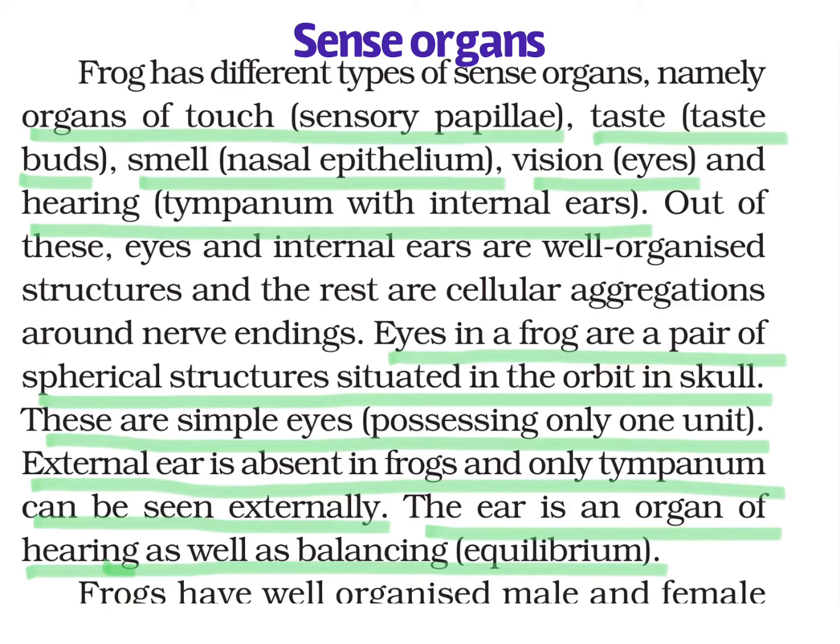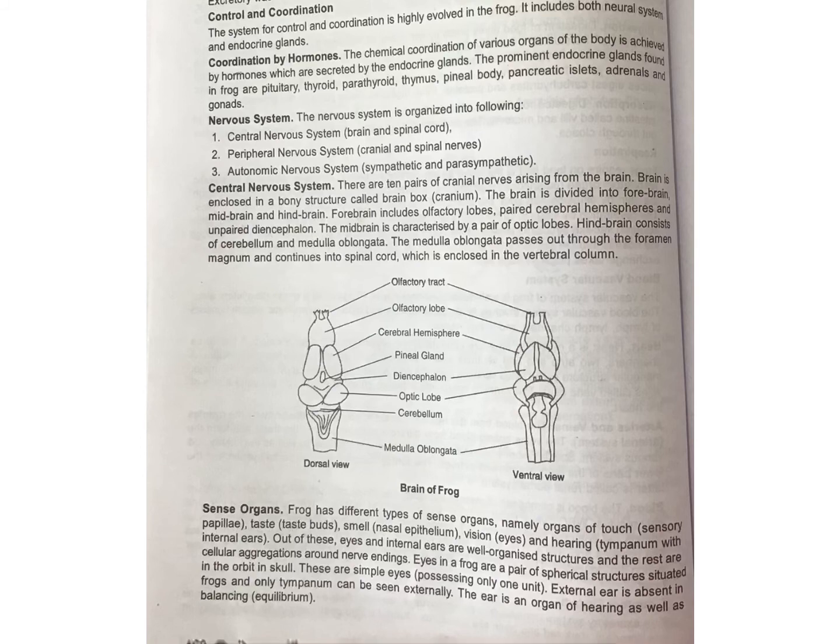Eyes in frog are a pair of spherical structures situated in the orbit in the skull, and we have seen in the morphology that protruding eyes are present. These are simple eyes and they possess only one unit. If you talk about the ear, the external ear is totally absent in frog, and only the tympanum acts as a part of the ear. The ear is an organ for hearing as well as for balancing. So equilibrium is also maintained with the help of this tympanum. All these sense organs are found in the frog's nervous system.